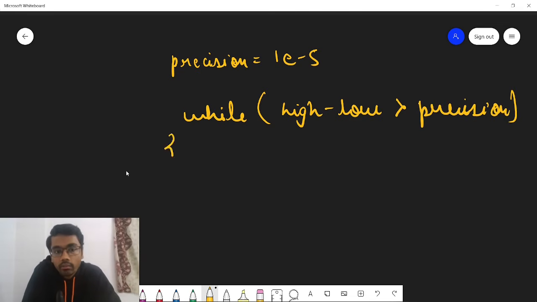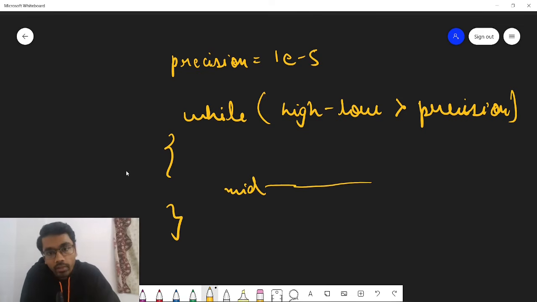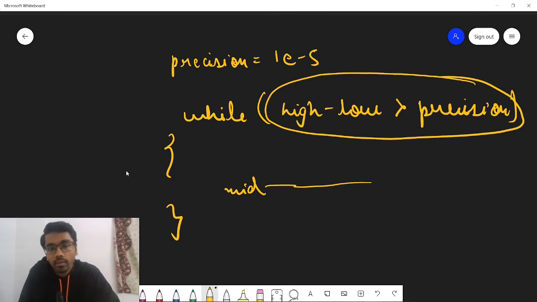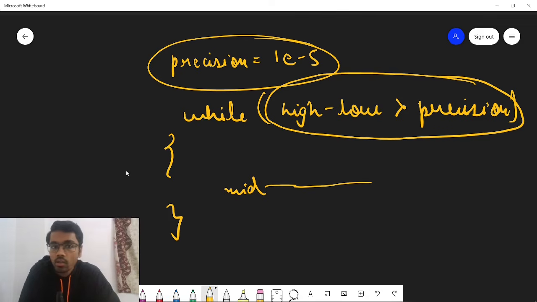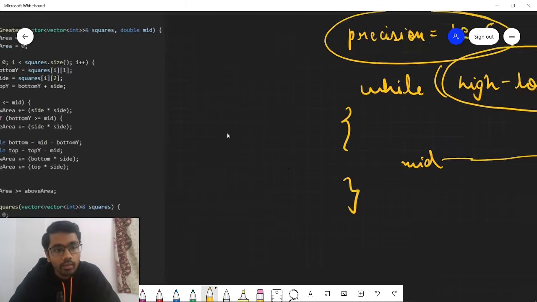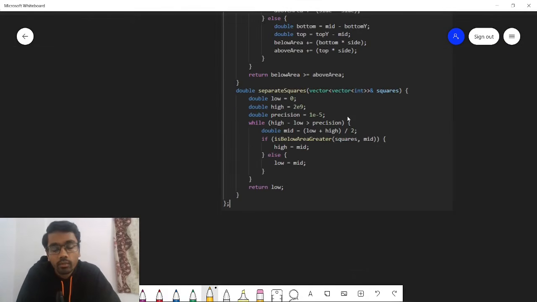So this condition will change from the traditional binary search, and then we can just do the normal thing that we were doing. So instead of low less than high, we will write this condition for binary search with precision. So yes, let us see the code now. So yes, this is the code.